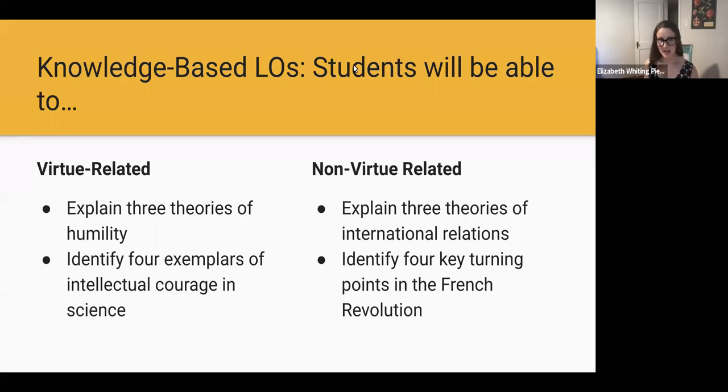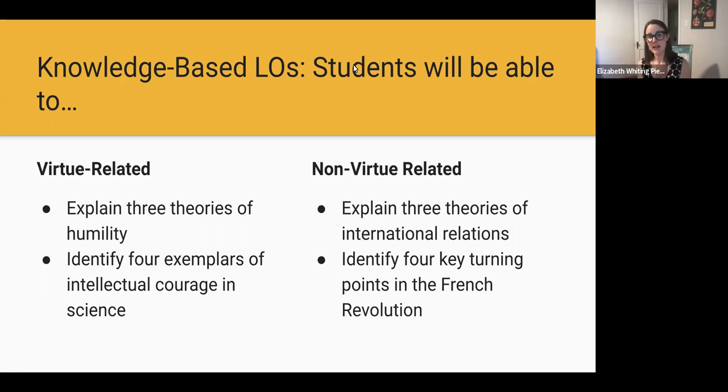To make that case, I want to start with 4 knowledge-based learning outcomes. You can see them there. Explain 3 theories of humility, identify 4 exemplars of intellectual courage. Both of those are character-oriented learning outcomes. They give students knowledge that is helpful for developing the virtues. And then similar non-virtue related learning outcomes.